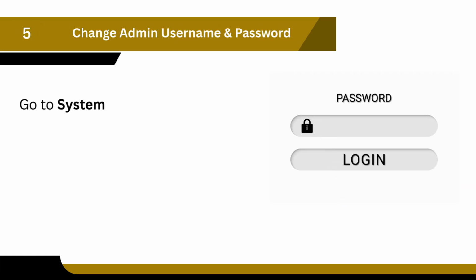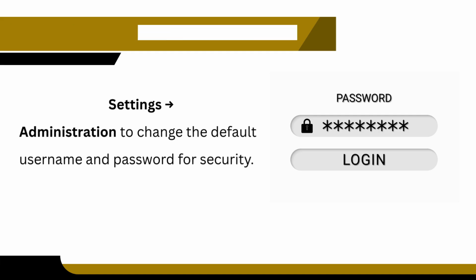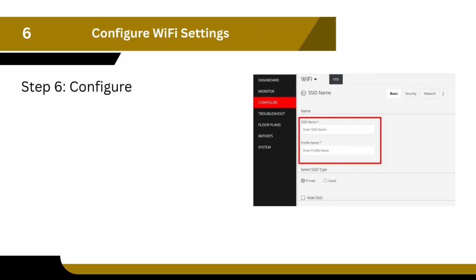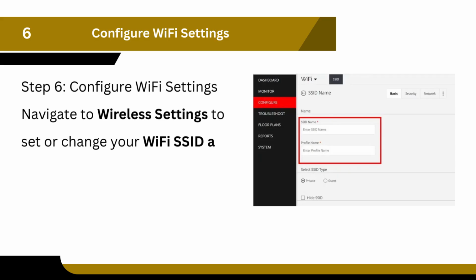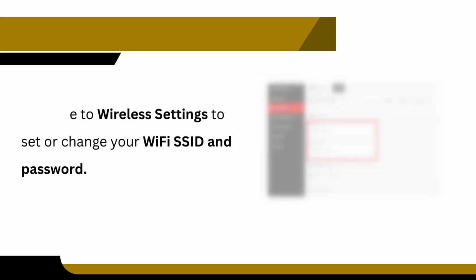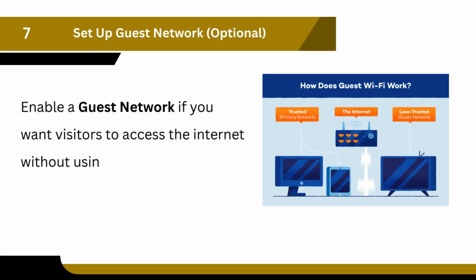5. Change admin username and password. Go to System Settings, Administration to change the default username and password for security. 6. Configure Wi-Fi settings. Navigate to Wireless Settings to set or change your Wi-Fi SSID and password. 7. Set up Guest Network, optional. Enable a guest network if you want visitors to access the internet without using your main Wi-Fi.